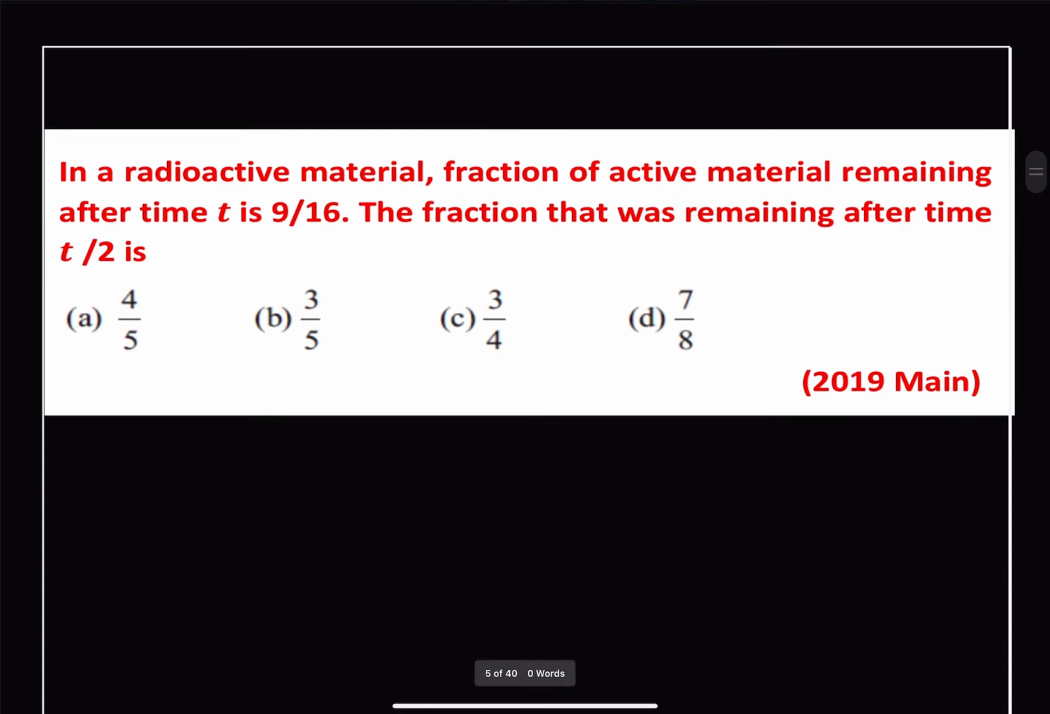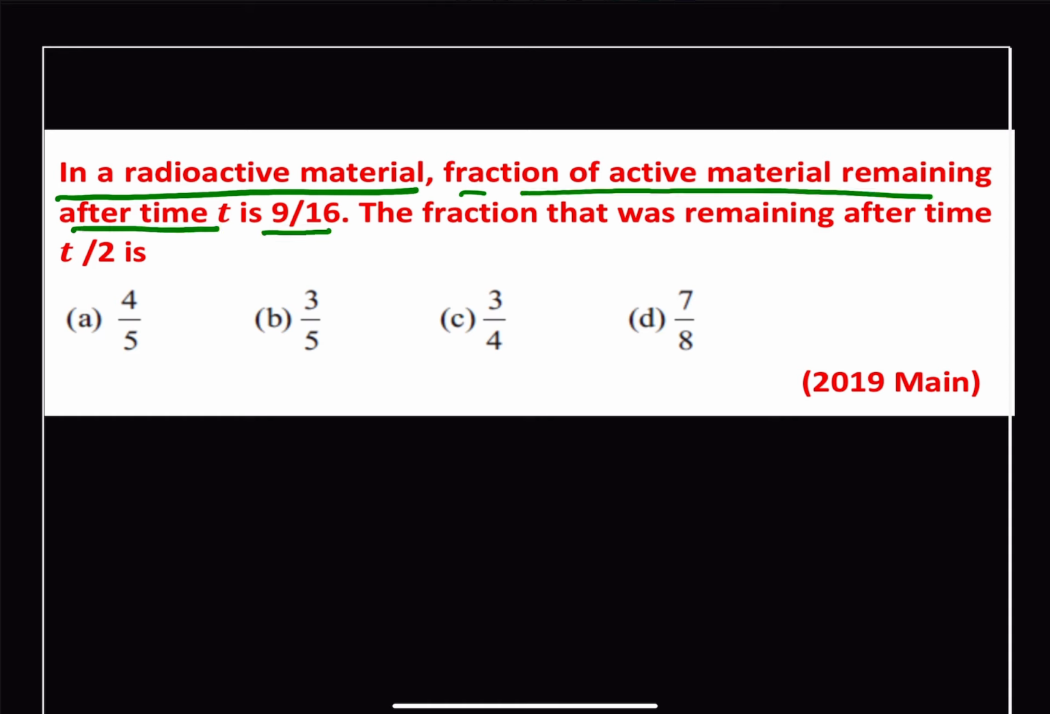It states that in a radioactive material, the fraction of the active material remaining after time t is 9 upon 16. The fraction that was remaining after time t upon 2 is. So we are given that after time t, the fraction remaining is 9 upon 16, and we have to find out what fraction will be remaining after time t by 2.